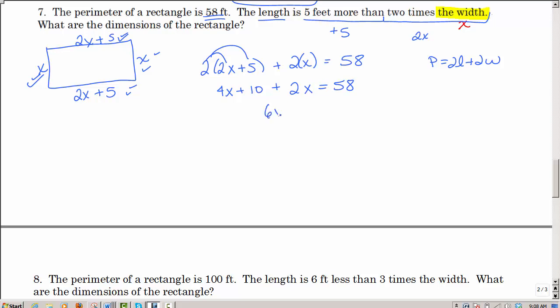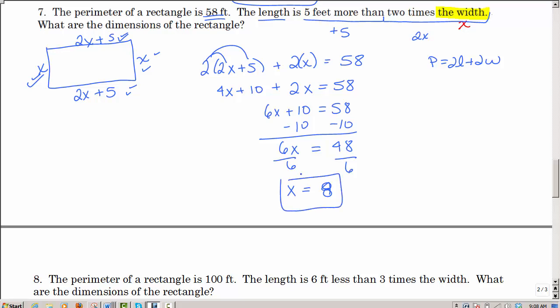Okay, so I'm going to distribute. I'm going to collect like terms. I'm going to subtract 10. And now divide by 6. Now keep in mind that when you're doing rectangle problems, you can't get negatives. You could get fractions, but you can't get negatives because the length of something can't be negative. Right, so x is 8.